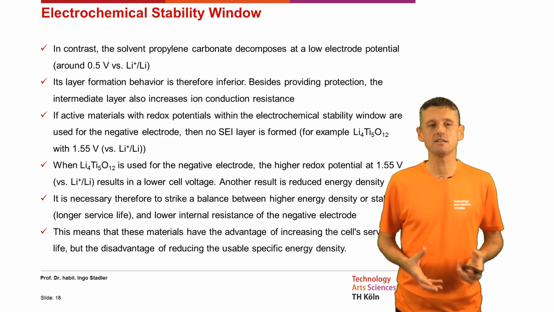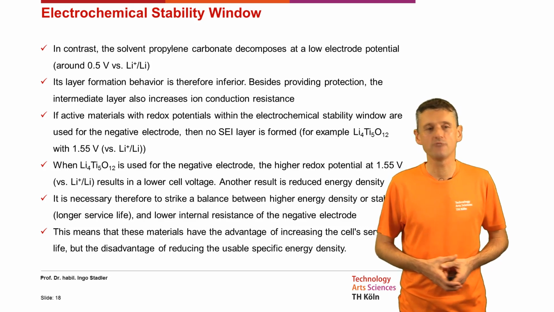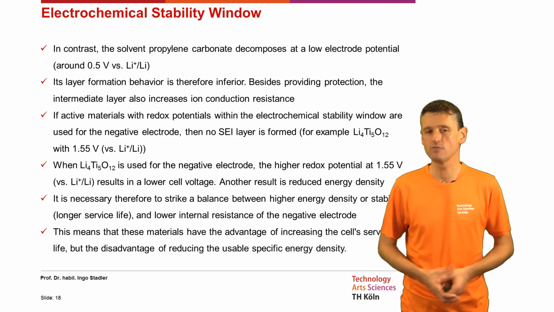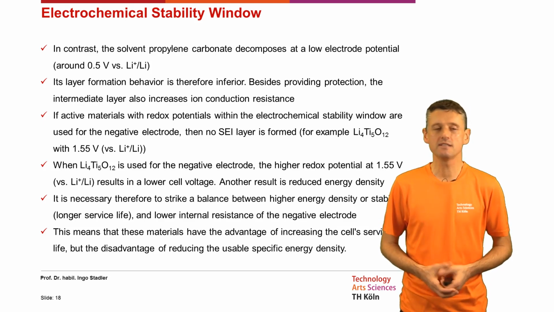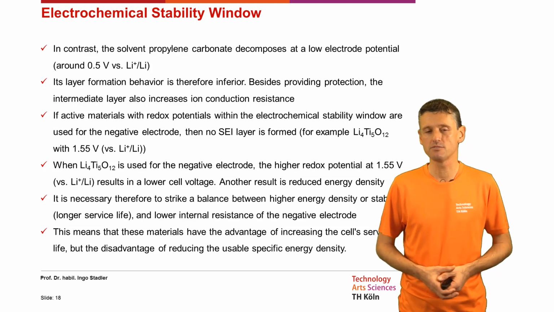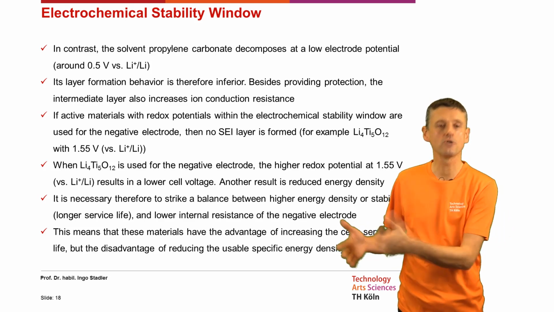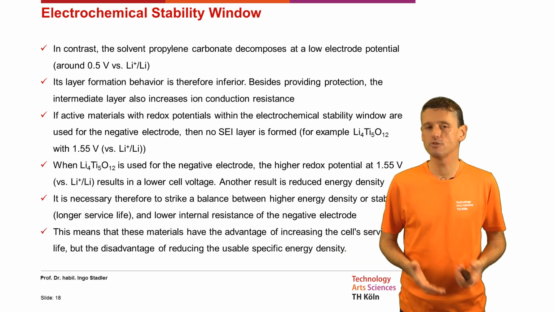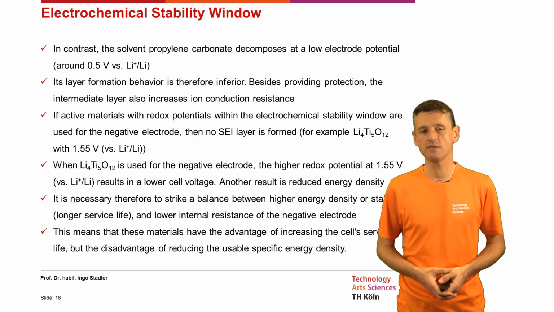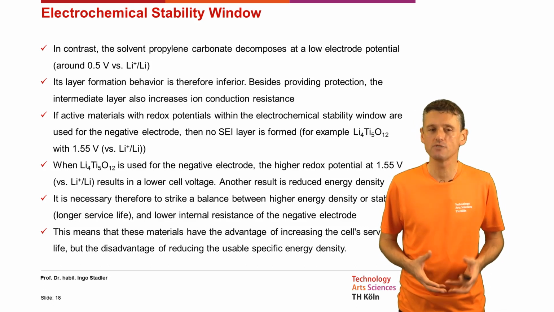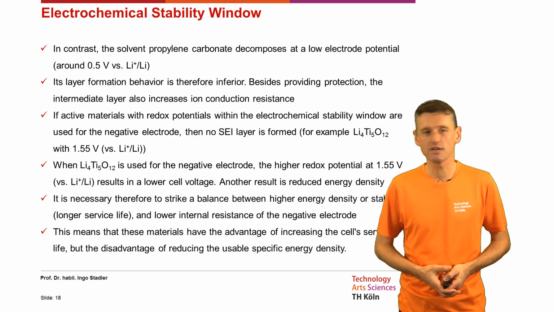When lithium titanate is used for the negative electrode, the higher redox potential at 1.55 volts results in a lower cell voltage. Another result is reduced energy density. It is necessary therefore to strike a balance between higher energy density or stability, which induces a longer lifetime, and lower internal resistance of the negative electrode. This means that these materials have the advantage of increasing the cell service life, but the disadvantage of reducing the usable specific energy density.